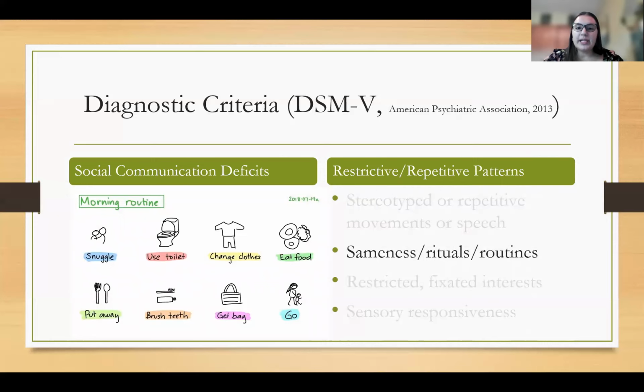Sameness, rituals, and routines are another important criteria for someone with autism. One of the 4 that they can have, 2 out of those 4, maybe 3 or 4, to be diagnosed. And routines and rituals can often be really, really helpful for individuals with autism. The sameness, the piece that makes this a deficit or a need, is that when something is different from the normal routine, it can cause a lot of distress.